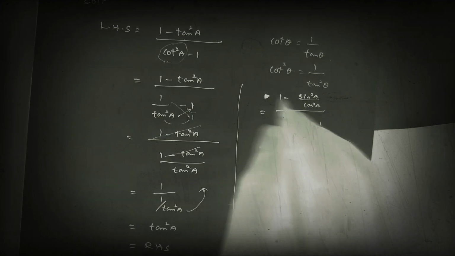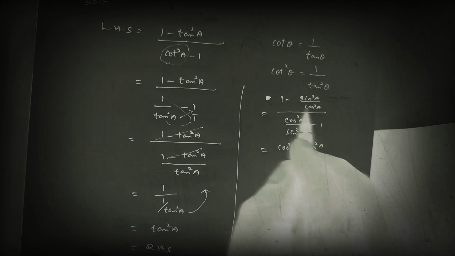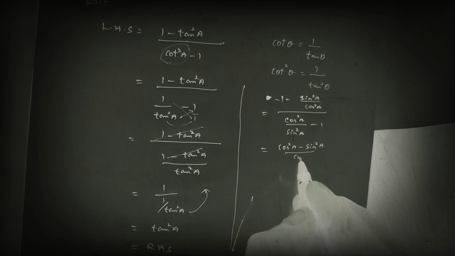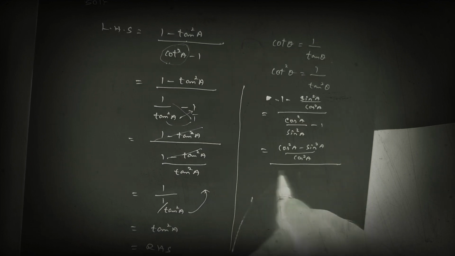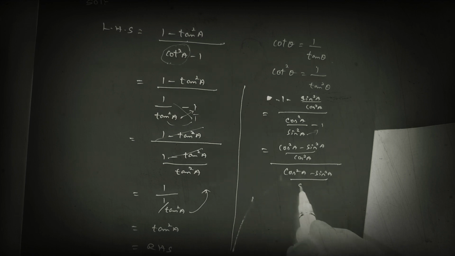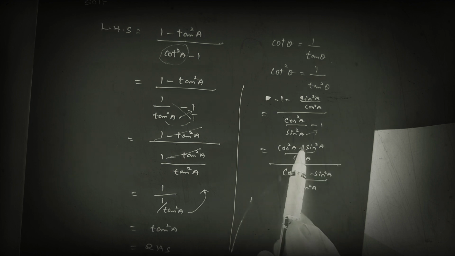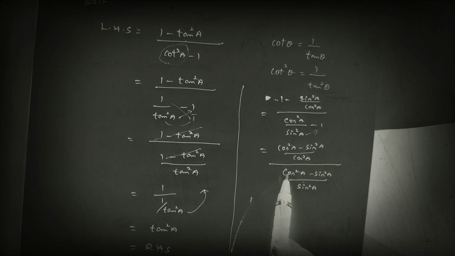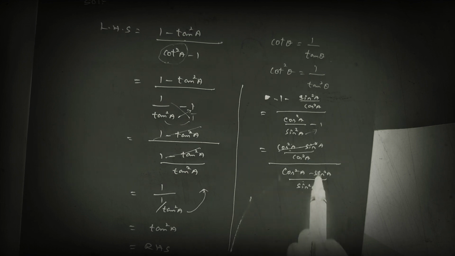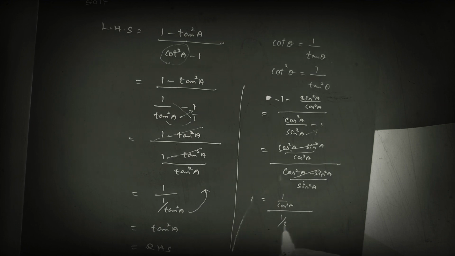Simplify. See, it is in the form of a fraction. Simplify, it is equal to cos square A minus sin square A whole divided by cos square A, whole divided by the denominator. Do the cross multiply: cos square A minus sin square A divided by sin square A. Now the numerator and the denominator are both in the form of fractions. See the numerators, cos square A minus sin square A get cancelled. So what is the remaining? 1 by cos square A whole divided by 1 by sin square A.